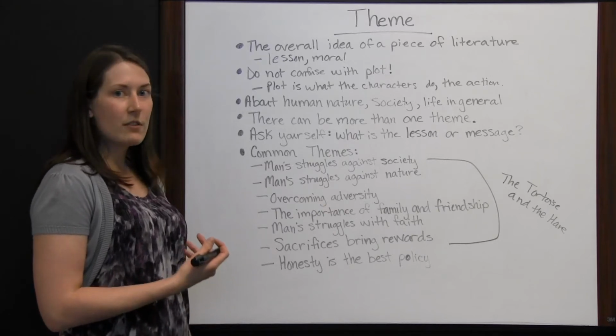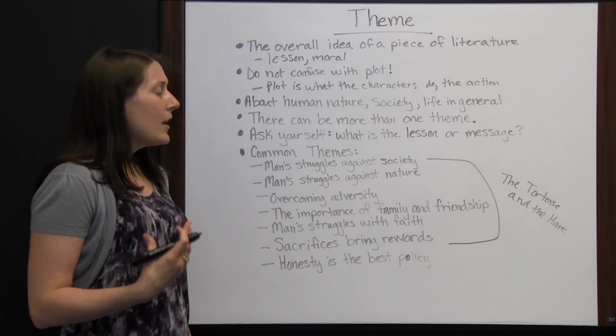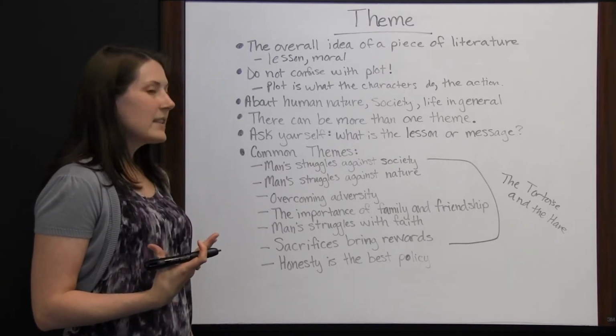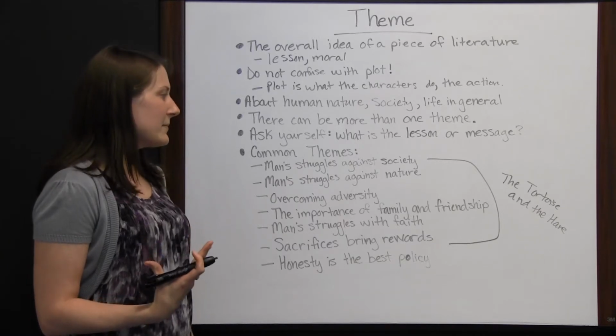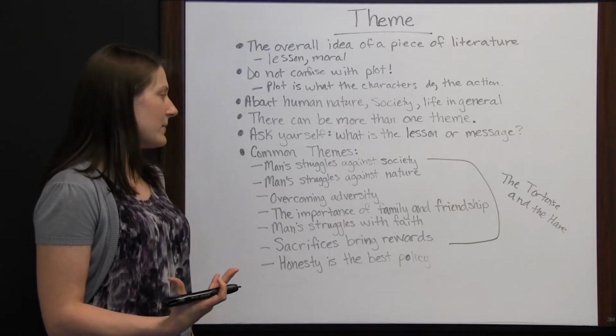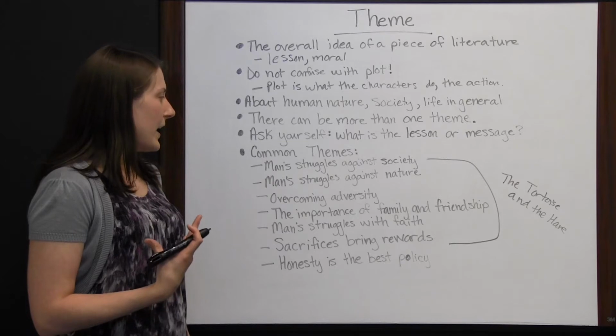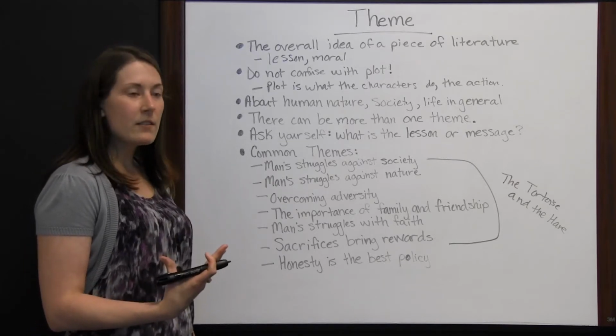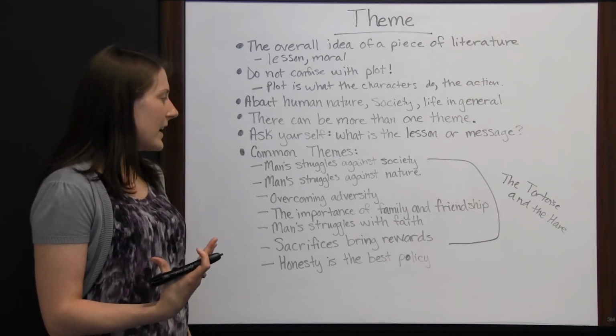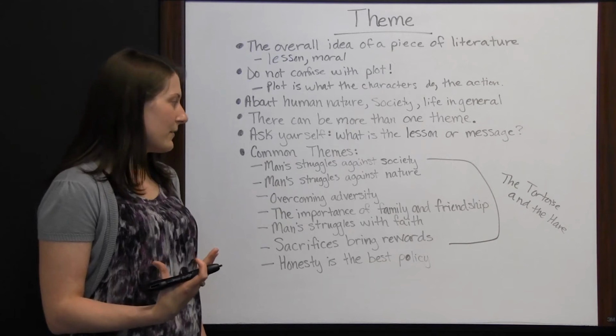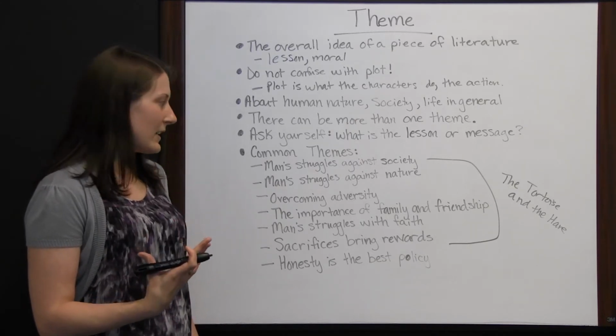Another one would be man's struggle against nature. The tortoise is struggling against the nature of his self, how he's made. He's obviously not going to be as fast as the hare. He's going to have to go up hills. He's going to be fighting against the very nature of his self, where the hare is made to go much faster.